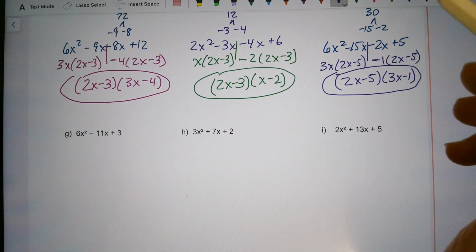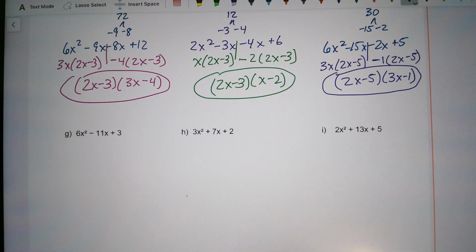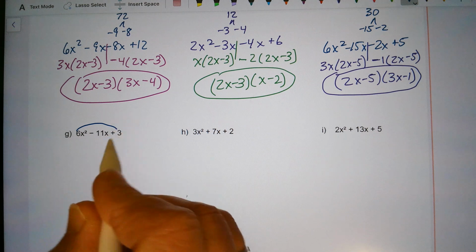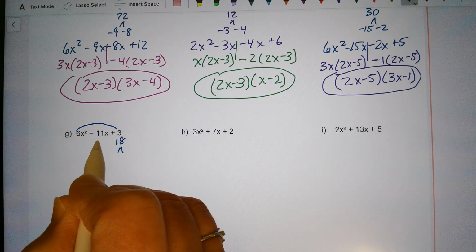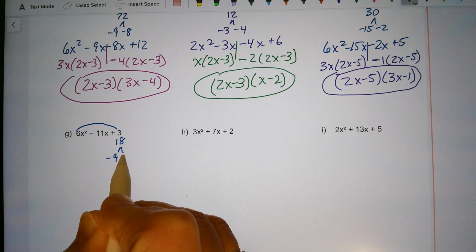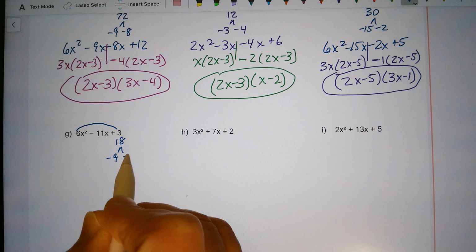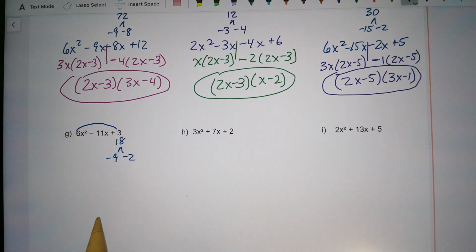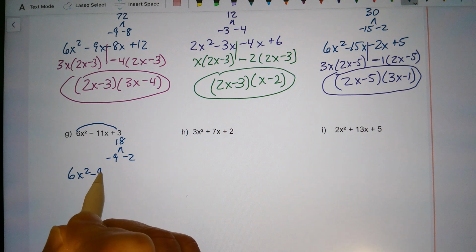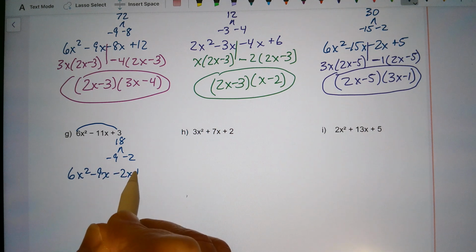Okay, and the last 3 here. Again, there's no GCF, so we multiply 6 times 3 is 18. The factors of 18 that sum to negative 11 are negative 9 and negative 2. Now, 6x squared minus 9x minus 2x plus 3.